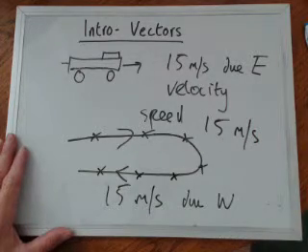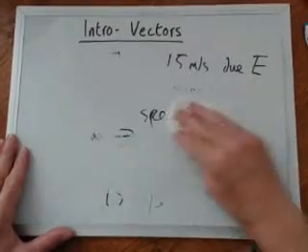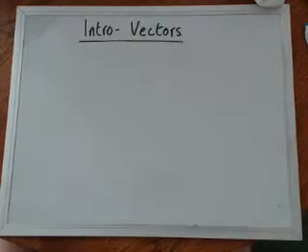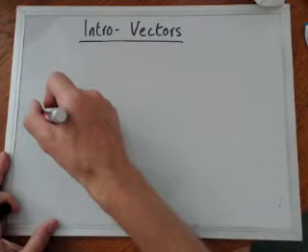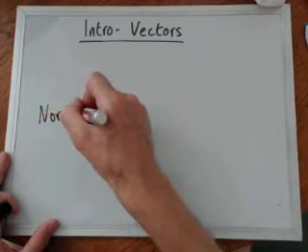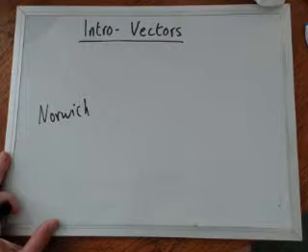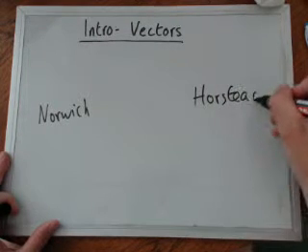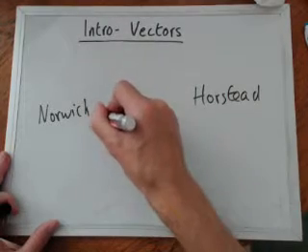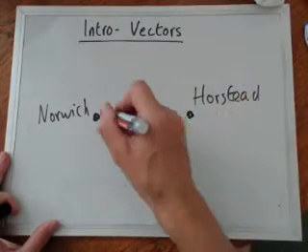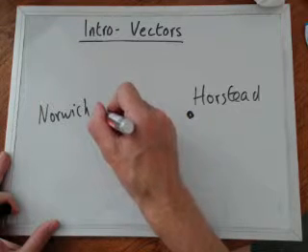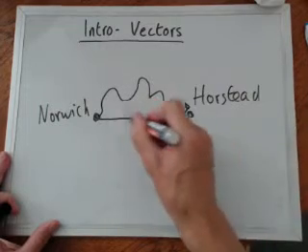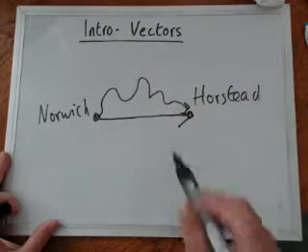Okay, now let's have a look at the idea of displacement and distance. So let's take 2 points here, or 2 places. Let's say Norwich, and let's take a town, let's say Horsted. Horsted, I believe it's pronounced. Say you go from Norwich to Horsted, you go in a wiggly line or a straight line.